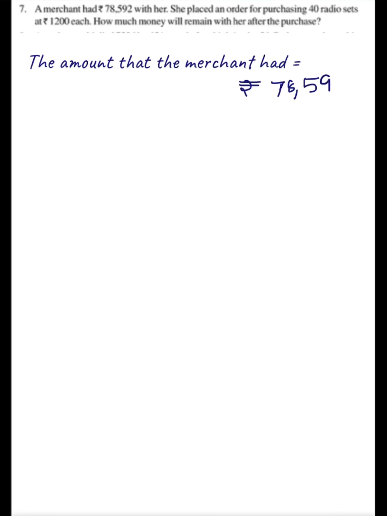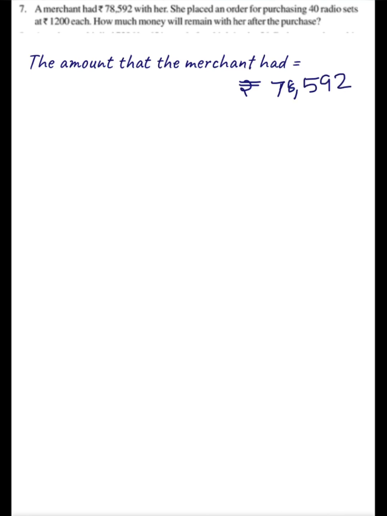Okay, so first let's write the information given in the question. So first thing is that the merchant had rupees 78,592. So let's write it. That is, the amount that the merchant had is equal to rupees 78,592. Okay. Now what is next?